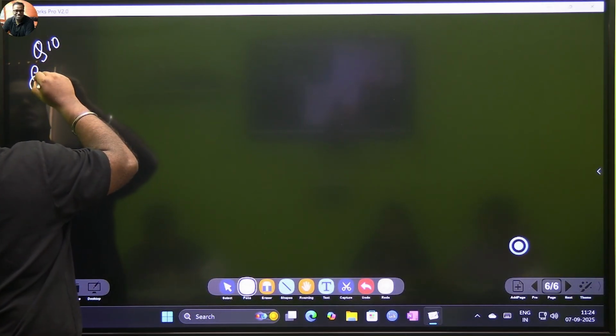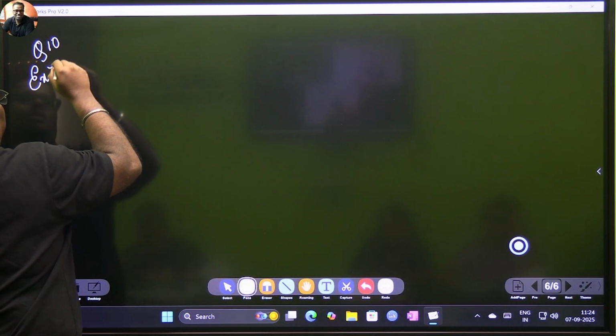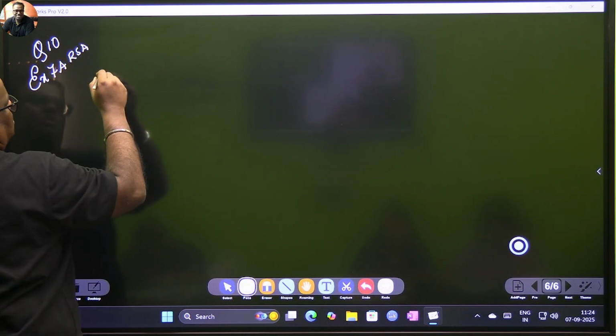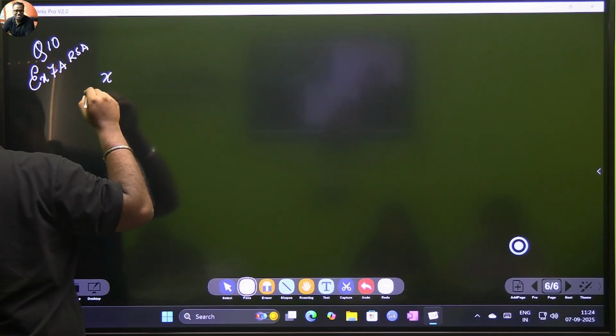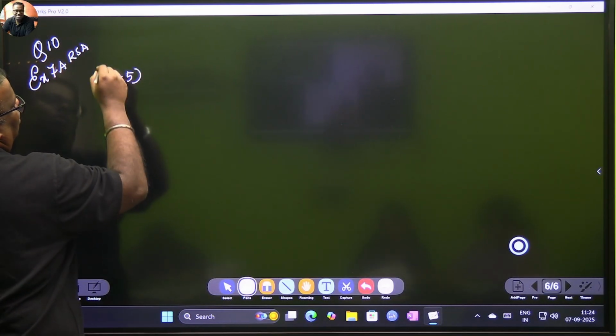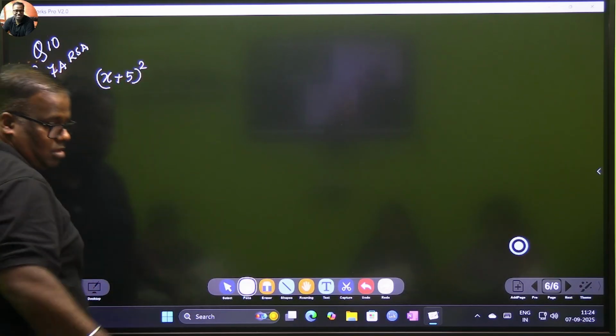Exercise 7a. x plus 5 whole square minus 4.